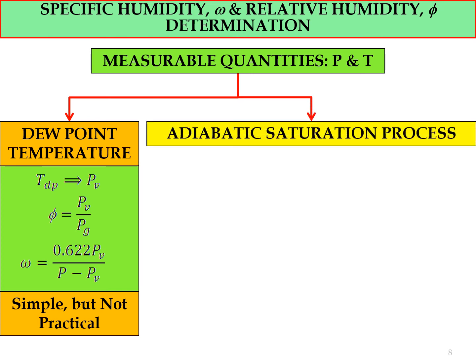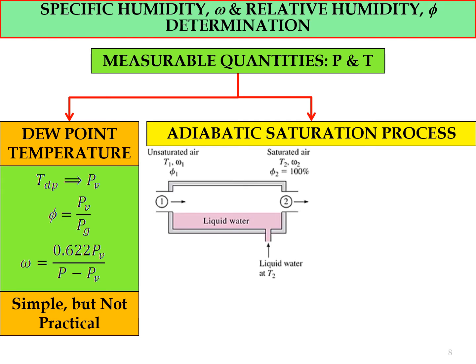So there is another way of measuring these two quantities, which is from the adiabatic saturation process. Let's say we have a long channel. This is the long channel here. The environment air, which is this unsaturated air, goes into this channel over the liquid water at state 1.